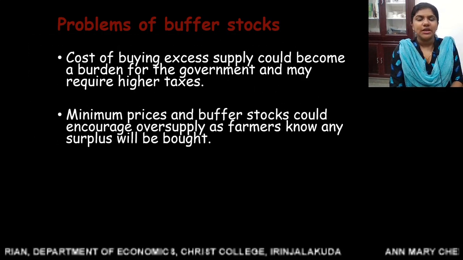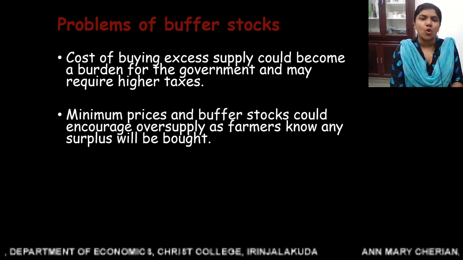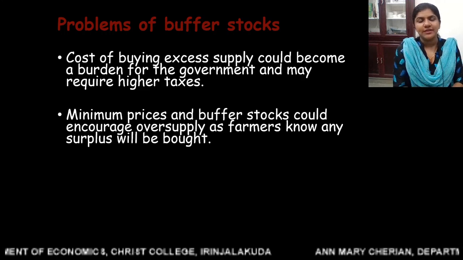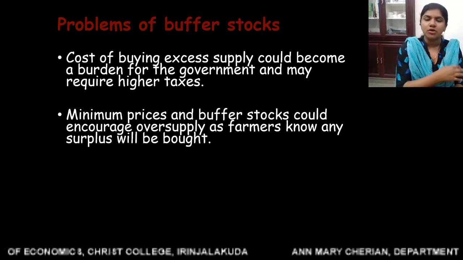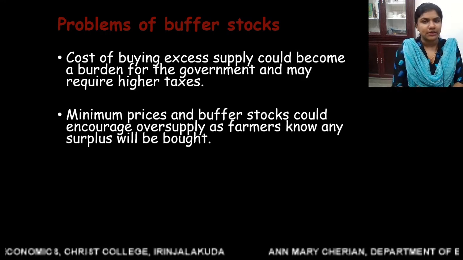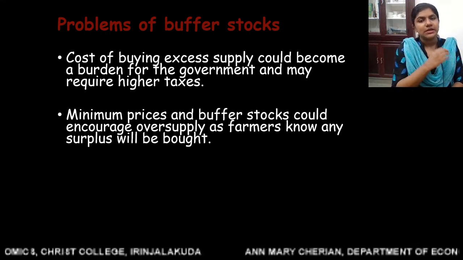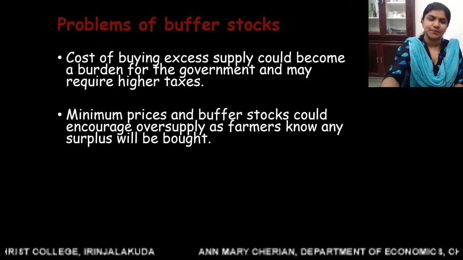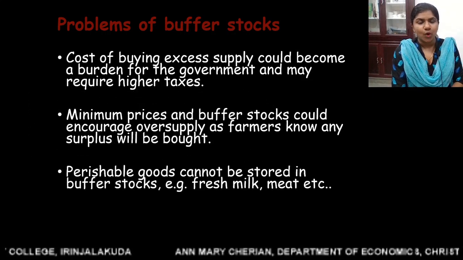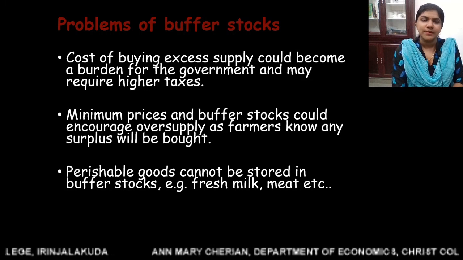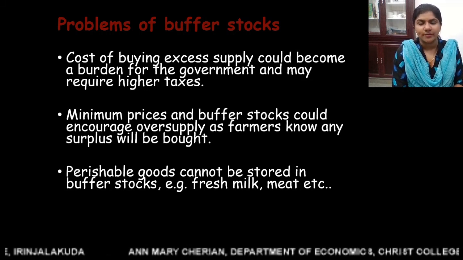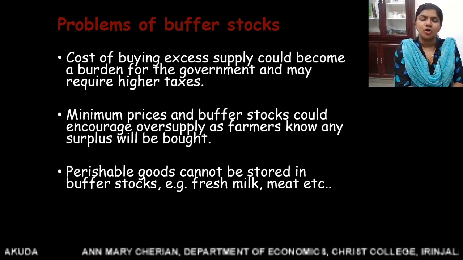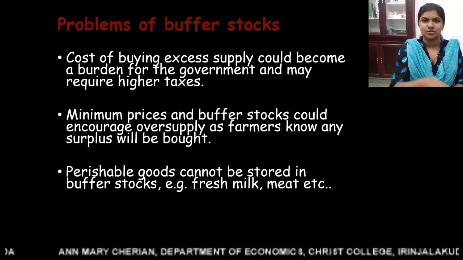Second problem, minimum prices and buffer stock could encourage oversupply of farm products. So farmers, if they feel that whatever they produce will be bought by government or bought by the consumers in the market, then all the time there will be oversupply by the farmers. Another important problem of buffer stock is perishable commodities or perishable goods cannot be stored in buffer stock. Perishable commodities like fresh milk, meat are not able to be stored in buffer stock.